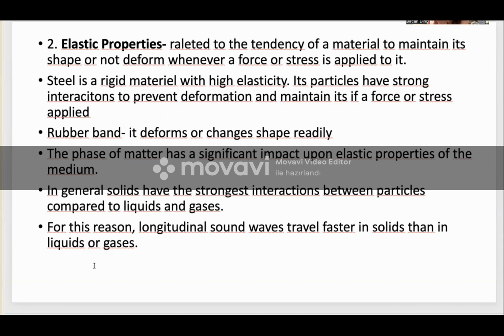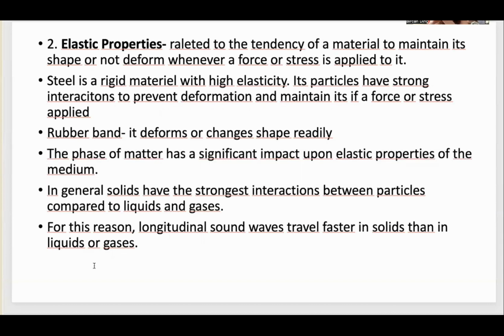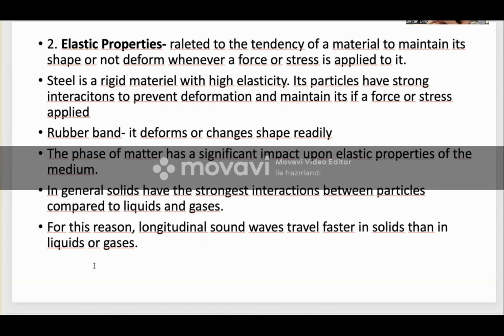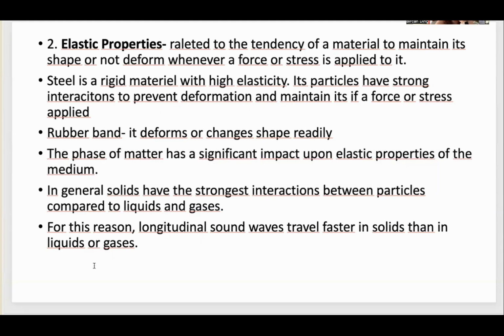And a rubber band deforms and changes shape readily, and the phase of matter has a significant impact upon the elastic properties of the medium. So solids have the strongest interaction between particles compared to liquids and gases. For this reason, longitudinal sound waves travel faster in solids than in liquids and gases.